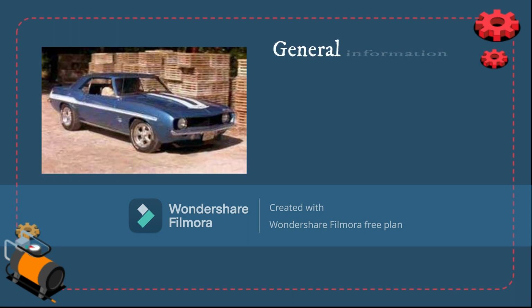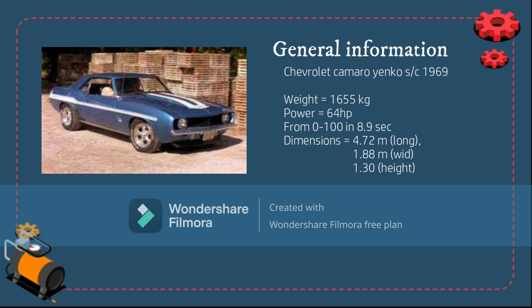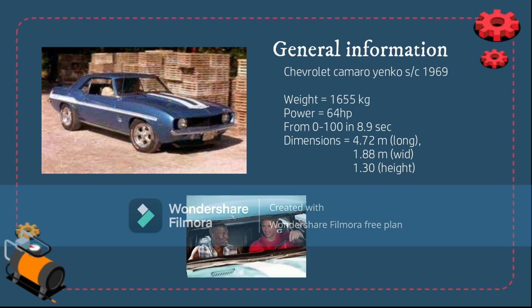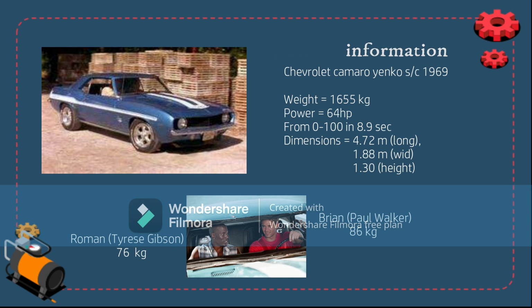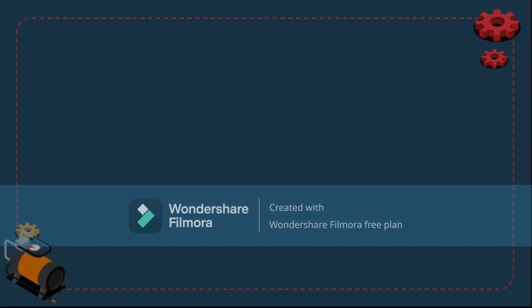We know the model of the car, that is a Chevrolet Camaro Genco. Its weight, that is 1,655 kilograms. For the weight that we're going to use in the calculations, it will be the weight of the car plus Brian plus Roman, and we also know the power of the car, the dimensions, and that it goes from 0 to 100 in 8.9 seconds.